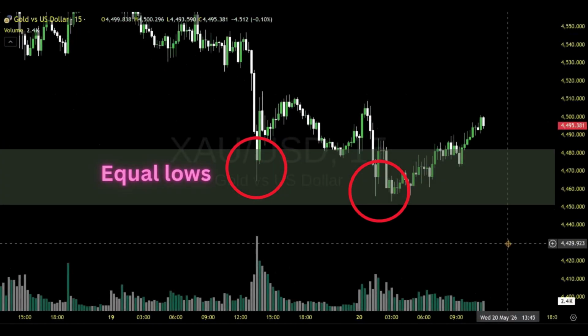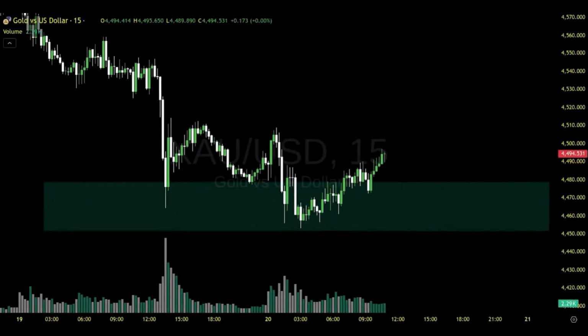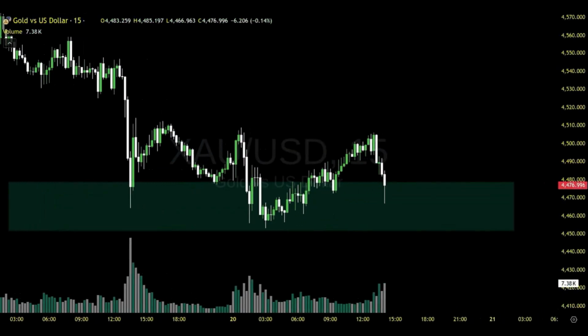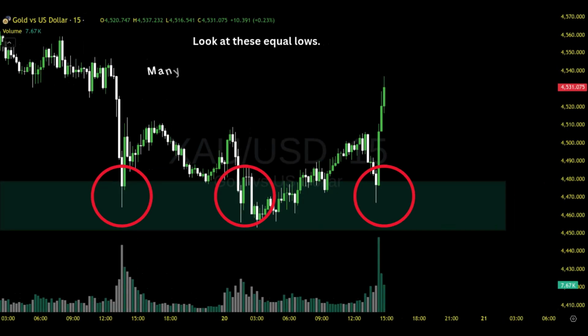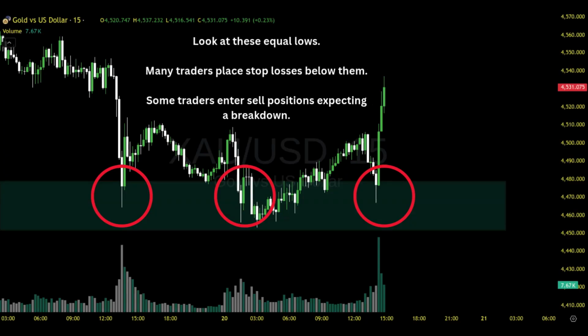Remember this simple idea. Price is often attracted to liquidity before it makes its real move. Master this concept, and you will start seeing the market through a completely different perspective.